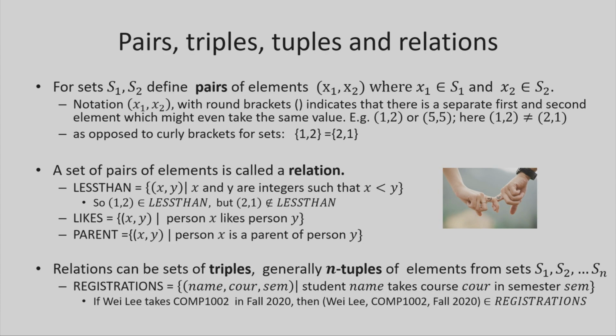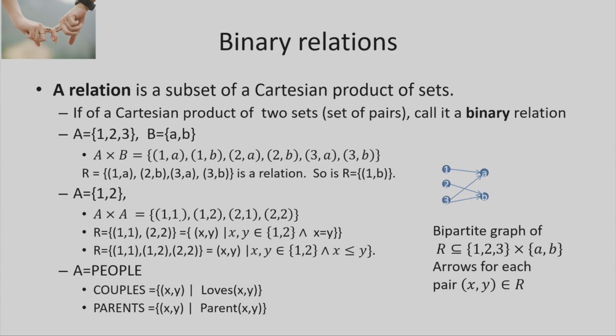the sets were, the relations were sets of pairs or triples or n-tuples of elements from not necessarily the same sets. And some of the running examples of relations were the less than relation, the likes relation, person X likes person Y, and a parent relation, person X is a parent of a person Y. We also had some more complicated relation in the context of databases.